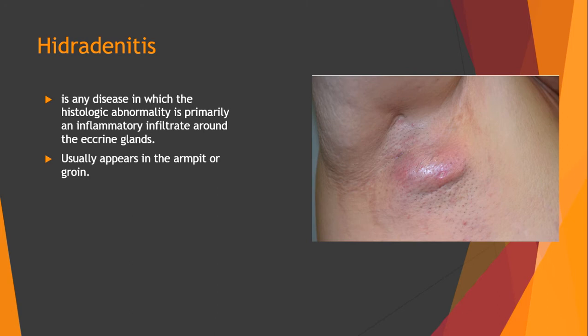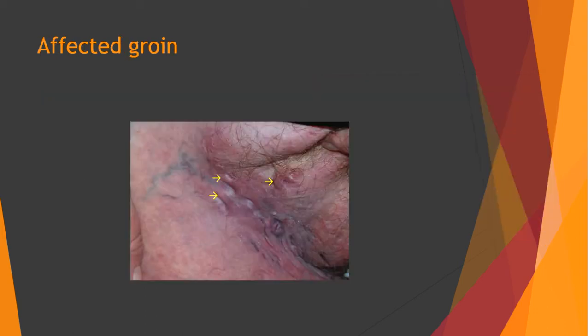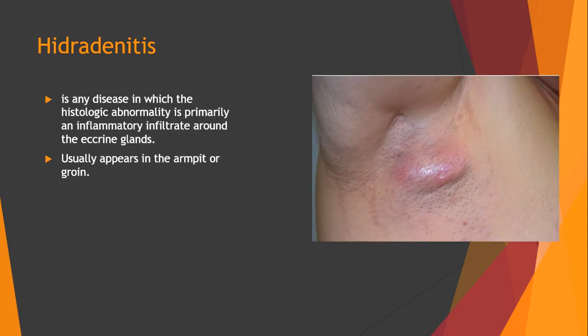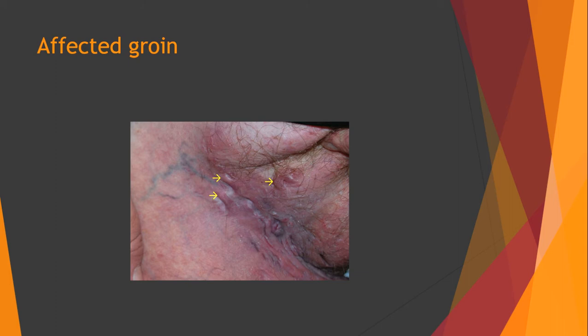Hidradenitis is any disease in which the histologic abnormality is primarily an inflammatory infiltrate around the sweat glands. Usually it appears in the armpit or groin, but can be on the face or abdomen. Affected groin on the picture, and here we have affected armpit. On the picture we see scars.